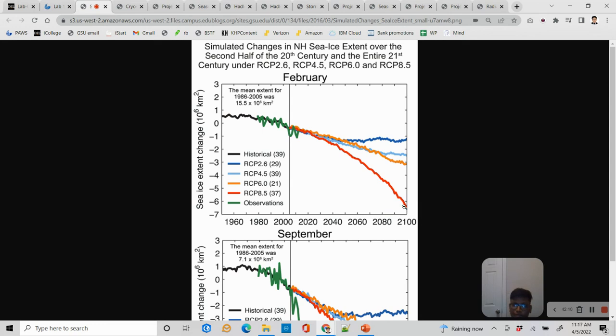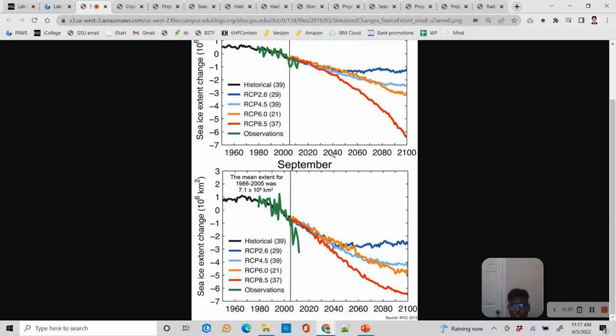If the situation of 8.5 continues, it will be in this region. The orange is RCP 6.0, the blue is 4.5, and 2.6 is defined as a dark blue. So this is the February scenario, this is the September scenario.